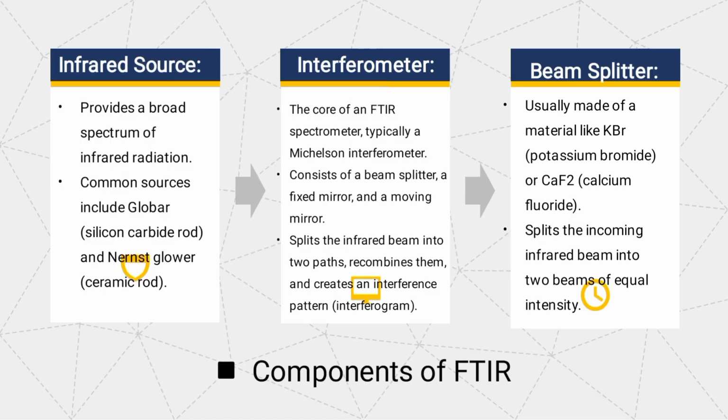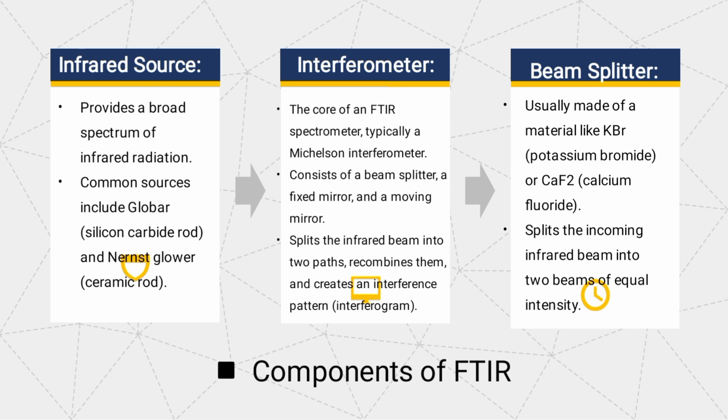Let's discuss all these components one by one. So the first component is the infrared source. It provides a broad spectrum of infrared radiation that interacts with the sample. Common sources are the Globar, which is a silicon carbide rod, and the Nernst glower, which is a ceramic rod.